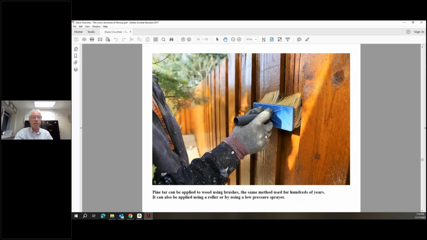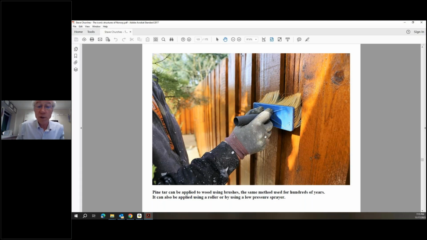So pine tar can be applied with brushes, with a roller, or with low pressure spray. So I have with me here two pieces of wood. The one is untreated, and this one has been treated with pine tar. You can see the difference in color here. And I purchased some pine tar, so you can see really how dark this is. And it really has this very smoky smell.